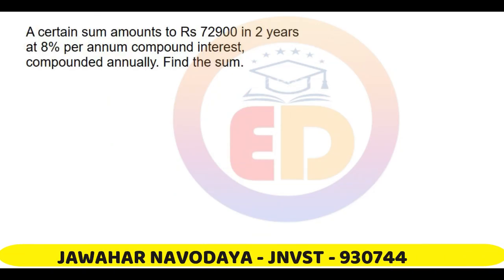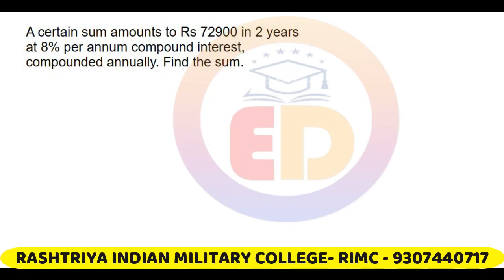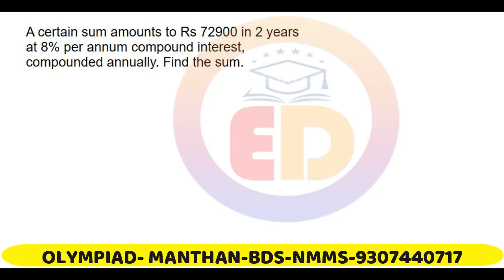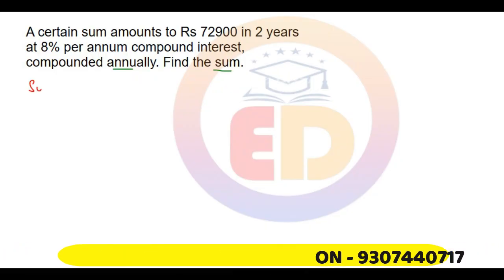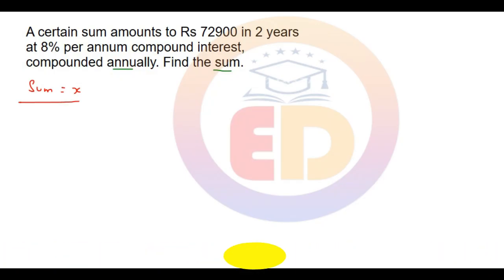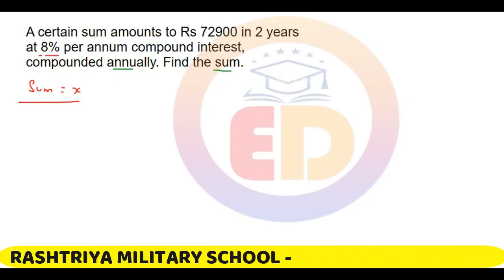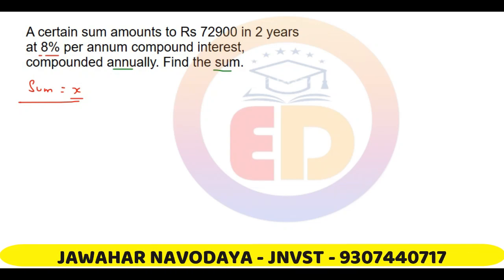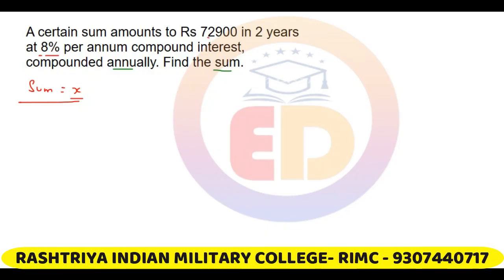Question says, a certain sum amounts to rupees 72,900 in 2 years at 8% per annum compound interest, compounded annually. Find the sum. Let us take the sum as x, and in 2 years it will become 72,900. Rate of interest is 8%, means this sum will be increased by 8%. For 2 years means 2 times. Let us increase this x 2 times by 8%, and finally it will become 72,900.